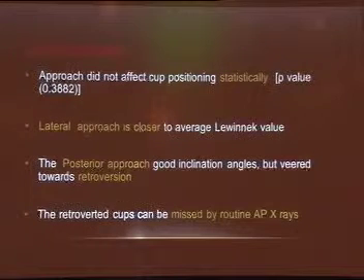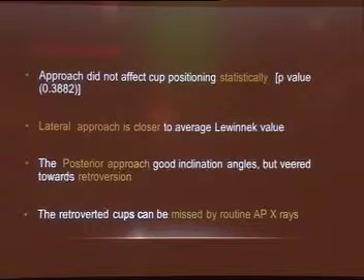Conclusion. Even though 4 cases are retroverted, the approach did not affect the cup position statistically. The p value is insignificant at 0.3882. But the lateral approach is closer to the average Lewinnek value in both inclination and version. In the posterior approach, inclination angles are good, but it veered more towards retroversion. The retroverted cups can be missed by routine AP X-rays.